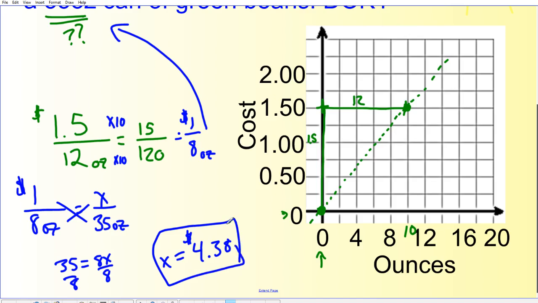Which kind of fit that prediction we had. The prediction I had was that each dollar would buy you 8 ounces.